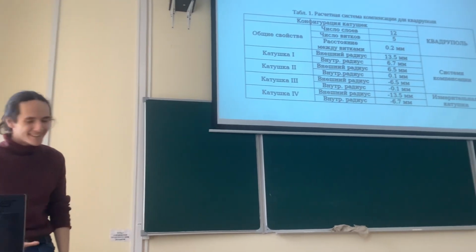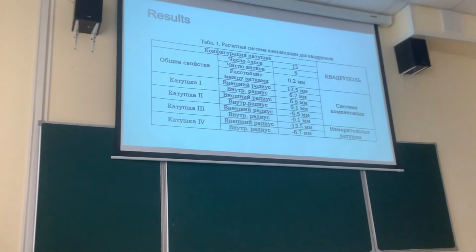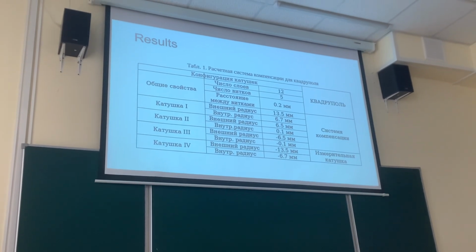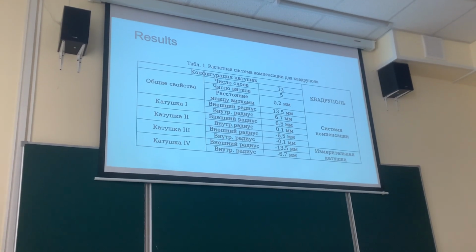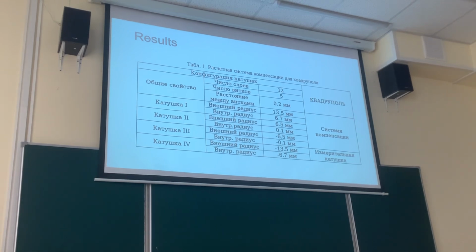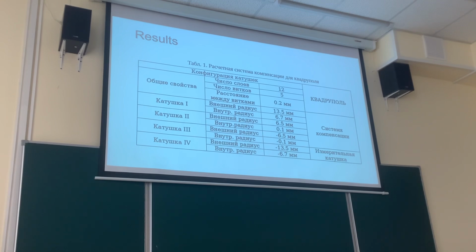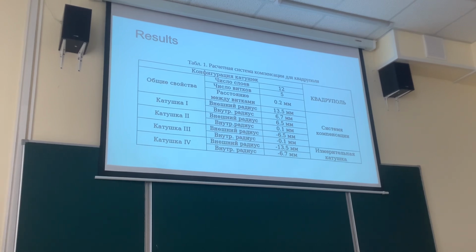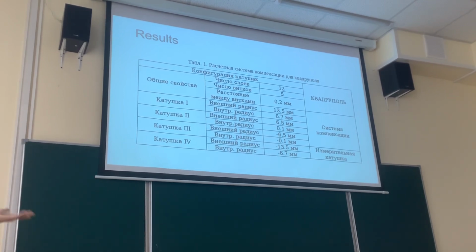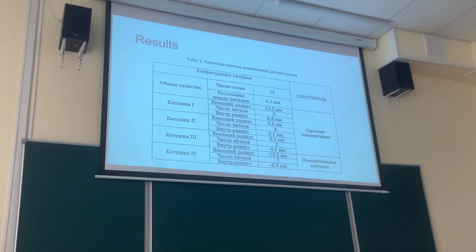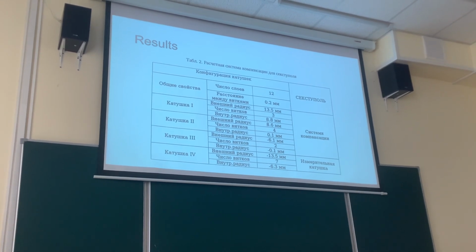This is a screenshot, I cannot change it. The results are just a big graph of exact coordinates of the coils that need to be put. It's nothing too interesting, but yes, I did this for the quadrupole and for the sextupole.